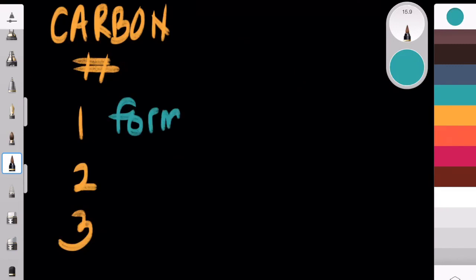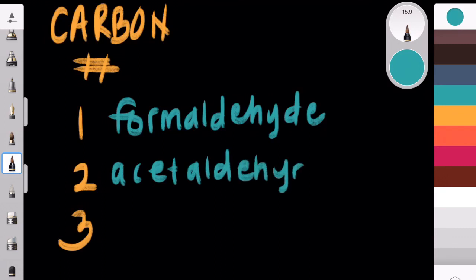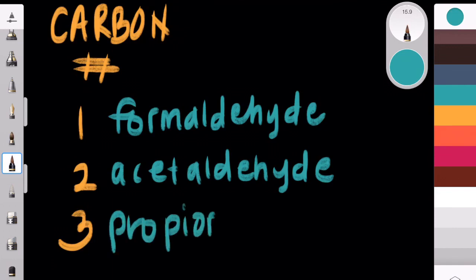Now we also have these fixed aldehydes wherein 1 carbon would have a formaldehyde, and then 2 carbons with an aldehyde functional group would be called acetaldehyde, and 3 carbons with an aldehyde functional group would be called propionaldehyde.